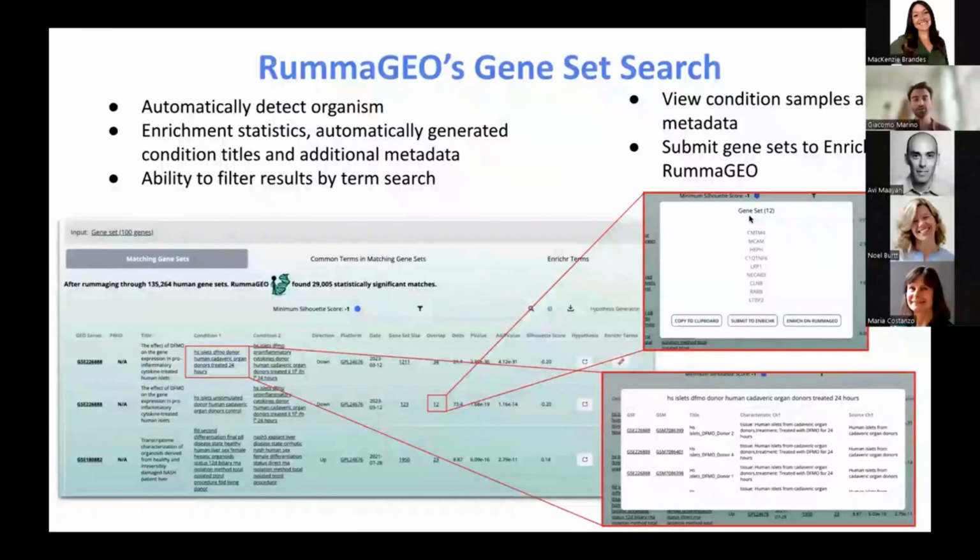After you submit a gene set, we'll automatically detect the organism. So that's either human or mouse, depending on the gene symbol. So there are separate backgrounds for those. And then you'll be served with these matching signatures with the enrichment statistics. Clicking on any of the condition titles will show you the metadata attributes and the samples corresponding to that condition. And additionally, you can click on the overlap or the gene set size to look at the actual genes. You can copy those to the clipboard or submit them to Enrichr or back to RummaGEO as well.